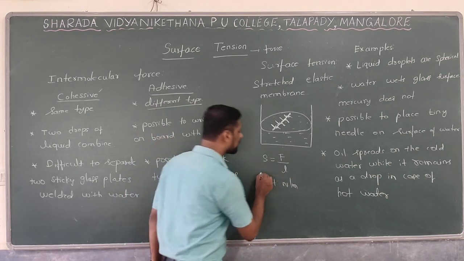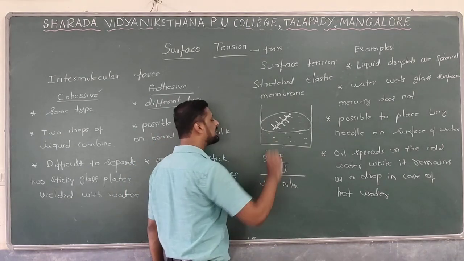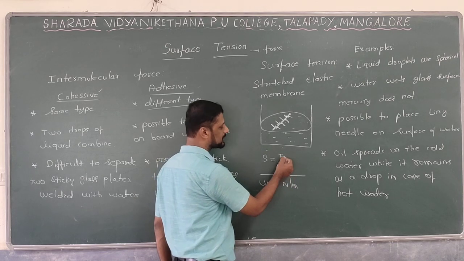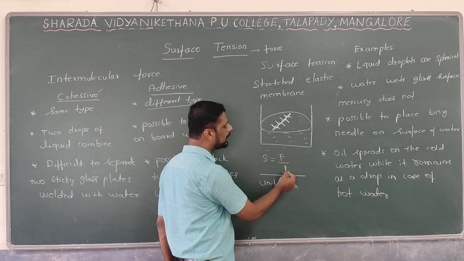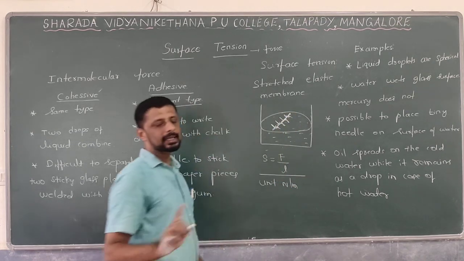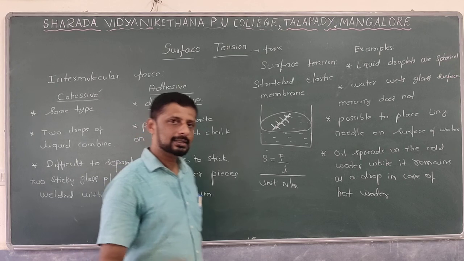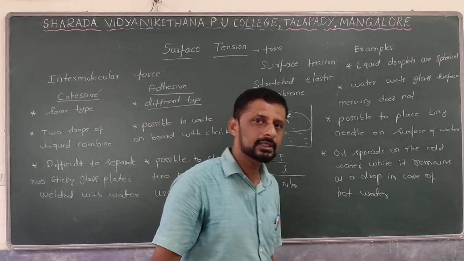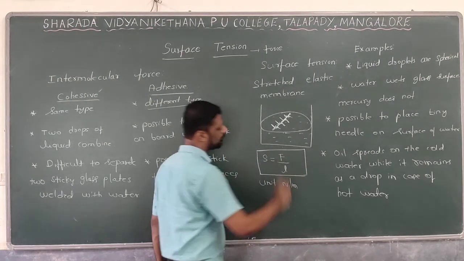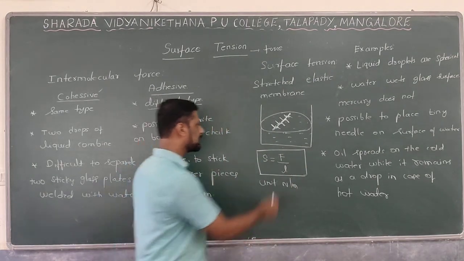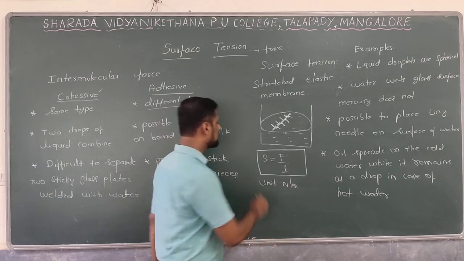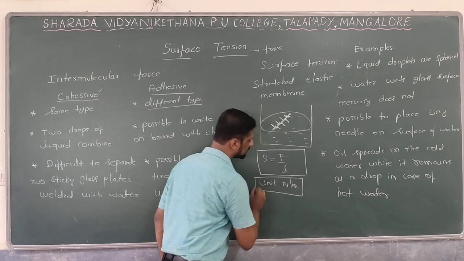What is the mathematical form? Surface tension is denoted by S, that is equal to F divided by L, where F is the force acting per unit length. Such a line never exists, it's just an imaginary line. Why do we have to draw such a line? In order to measure the surface tension, force due to the surface tension is given by S is equal to F by L. What is the unit? SI unit of force is Newton, SI unit of length is meter, therefore the unit of surface tension is Newton per meter.